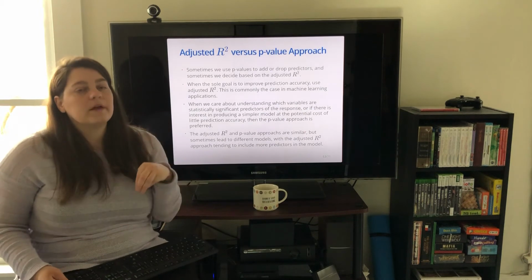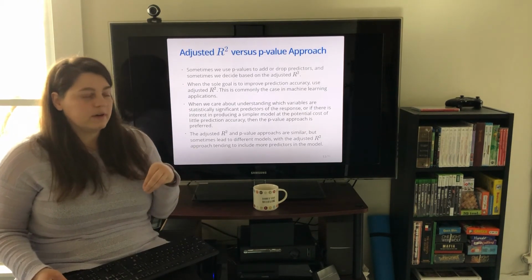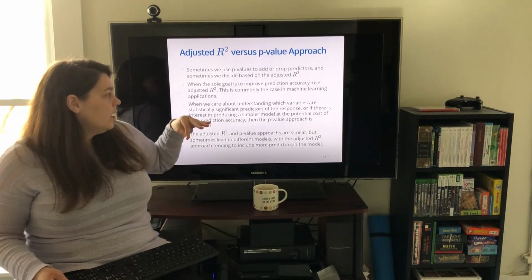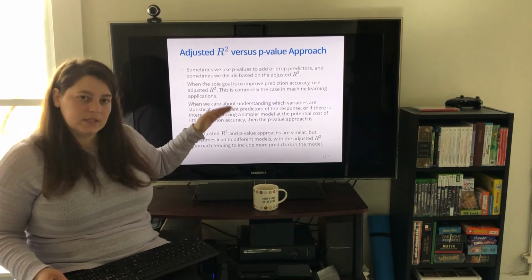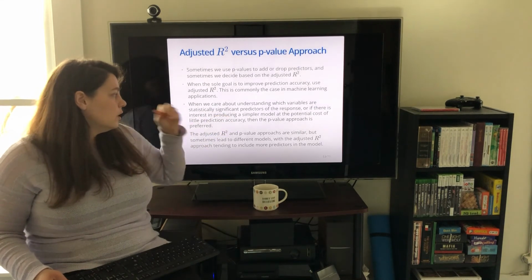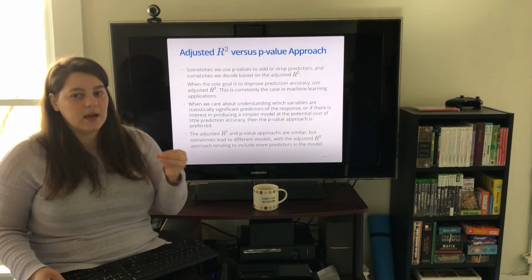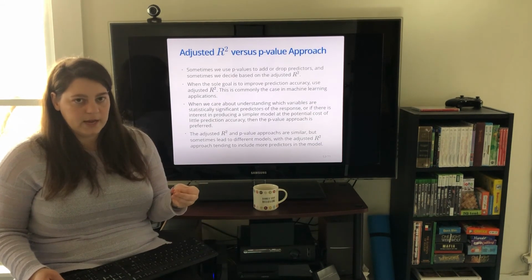If instead you don't care so much about predictions and you care more about understanding the relationships between the variables and looking at which variables are statistically significant, then you're going to use this p-value approach, right? Especially if you want to know what's important at the cost of a little bit of your prediction accuracy.